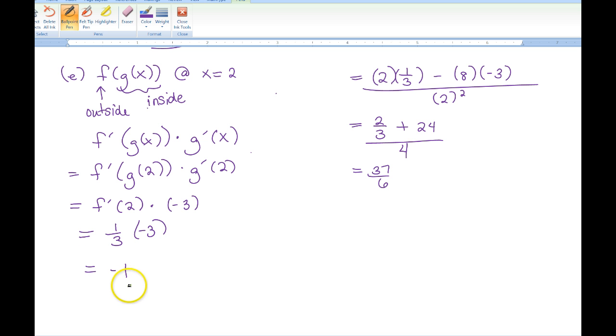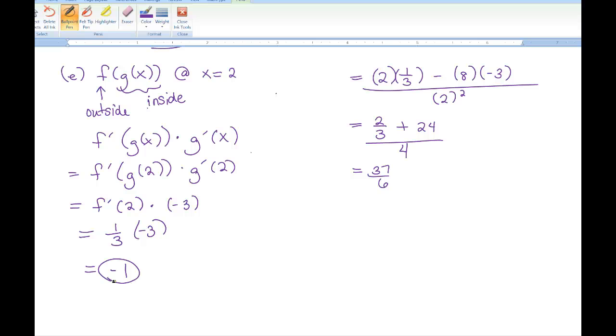Wait, where'd the 2 go? Where'd what 2? That's what I got before, but I think the book said that was the answer. The book does that as the answer. Just kidding. Wait, g of x is 2 though. g of 2 is 2, and then f prime of 2 is 1/3.